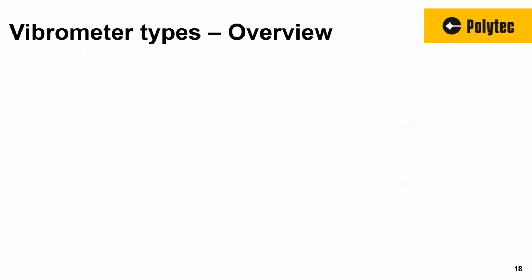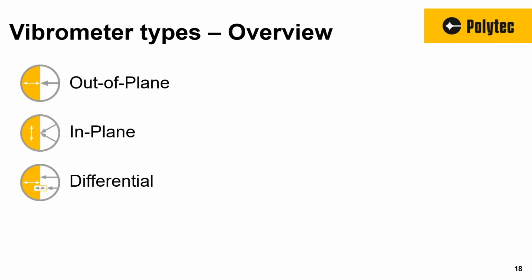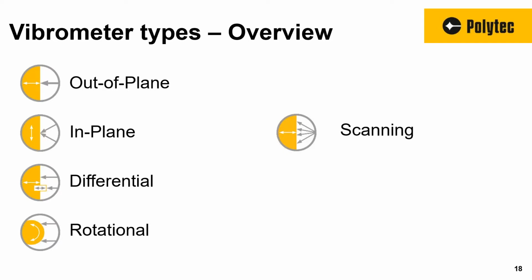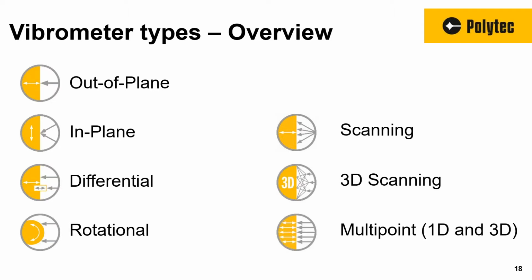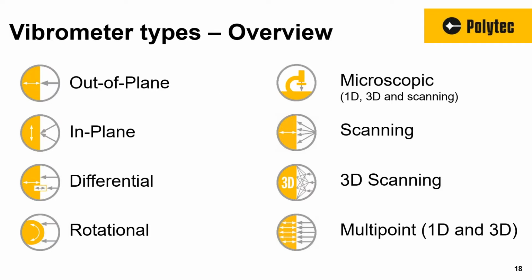Here is an overview of the different types of vibrometers. We can measure out of plane, we can measure in plane, we can measure differentially. We can measure the rotational dynamics of a shaft, for example. Then there's the set of full field vibrometers, like scanning vibrometers, 3D scanning vibrometers, and multi-point systems. And for very small structures, the microscopic vibrometers will be most appropriate. In this case, there's also the option to measure in 1D or 3D or scanning.